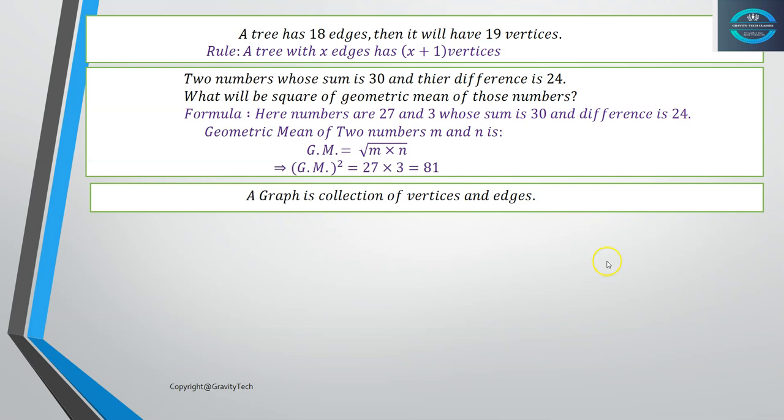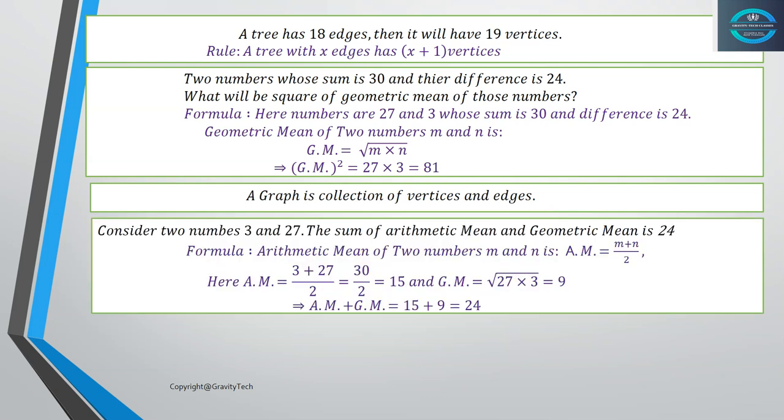Next, consider the two numbers 3 and 27. We need to find out the sum of arithmetic mean and geometric mean. For this we need to first find out the arithmetic mean and then the geometric mean, and then add both of them to get the final value. Now let's see what is the arithmetic mean of the two numbers m and n. Arithmetic mean is m plus n upon 2.